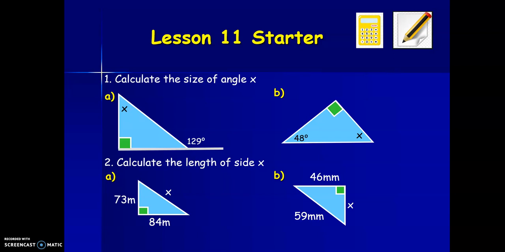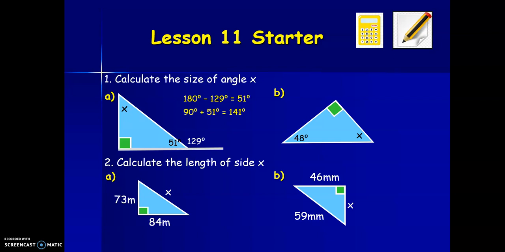Okay, let's look at question 1A. Here we've been asked to find the size of angle X. In order to find X, we need to find the other internal angle of the triangle. Along the bottom of the triangle, we have a straight angle. So we can do 180 take away 129 degrees, and that gives us 51 degrees for the other internal angle of the right-angled triangle. Once we know the 51 degrees, we can add that to the right angle, and that gives us a total of 141 degrees.